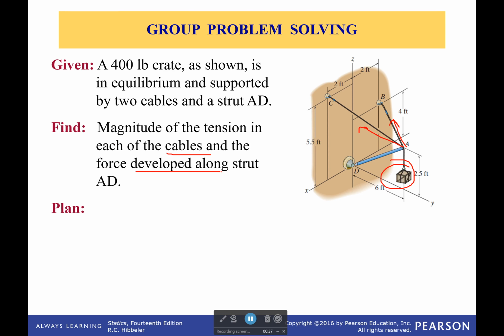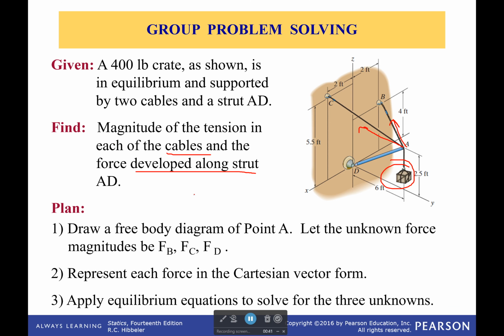As well as the force that's developed along the strut, AD. Now how are you going to do this? Well, you're going to draw a free body diagram. And then you're going to solve for FB, FC, and FD by getting those force vectors in their Cartesian form and solving using your equilibrium equations. You got three equations, you got three unknowns, you should be able to solve it. So go ahead, take a minute, pause, and then come back here and we'll do it together.